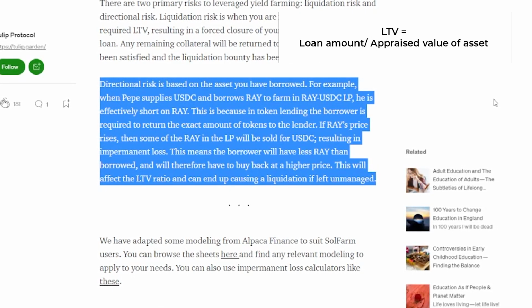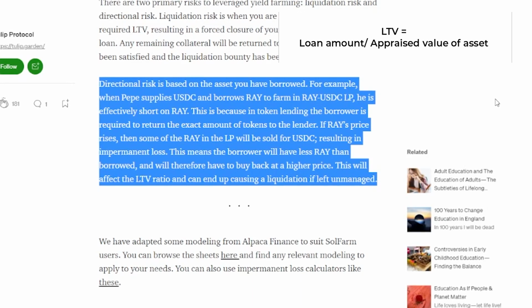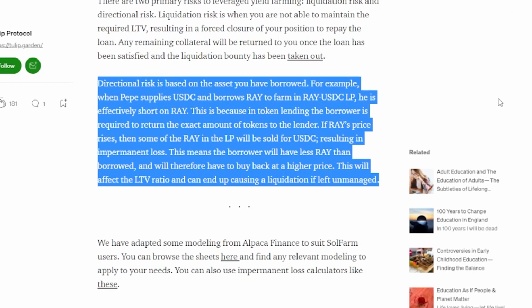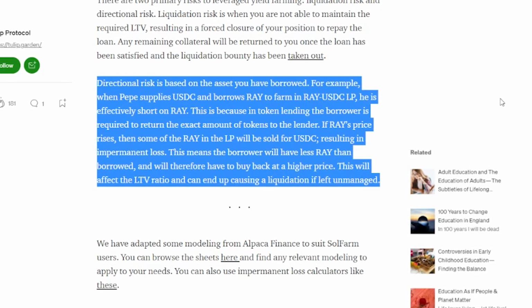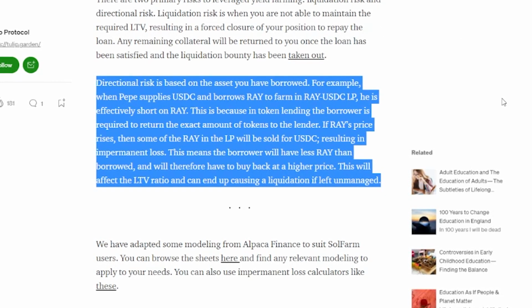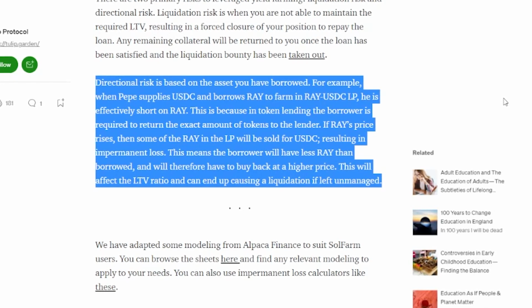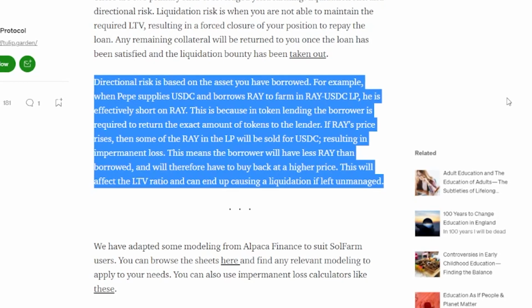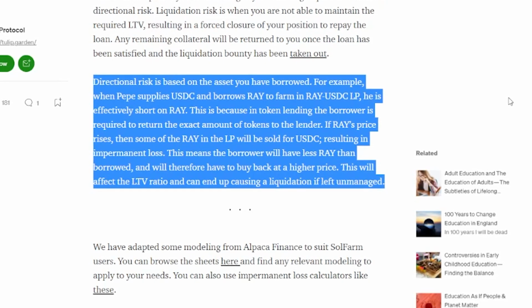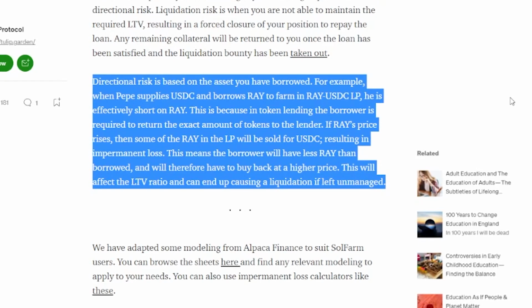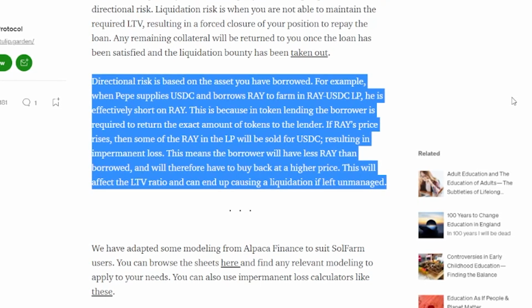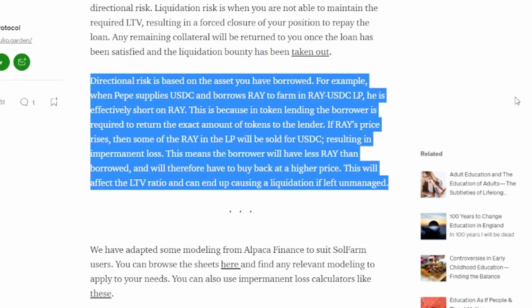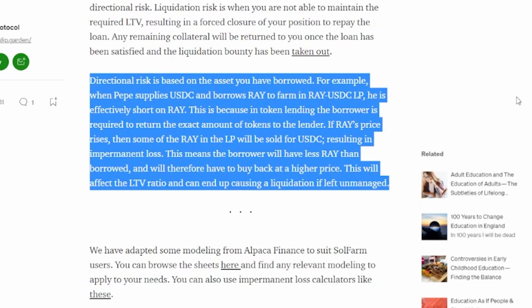Directional risk is based on the asset you have borrowed. For example, when Pepe supplies USDC and borrows Ray to farm in Ray USDC LP, he is effectively shorting Ray. This is because in token lending, the borrower is required to return the exact amount of tokens to the lender. If Ray's price rises, then some of the Ray in the LP will be sold for USDC, resulting in impermanent loss. This means the borrower will have less Ray than borrowed and will therefore have to buy back at a higher price. This will affect the LTV ratio and can end up causing a liquidation if left unmanaged.